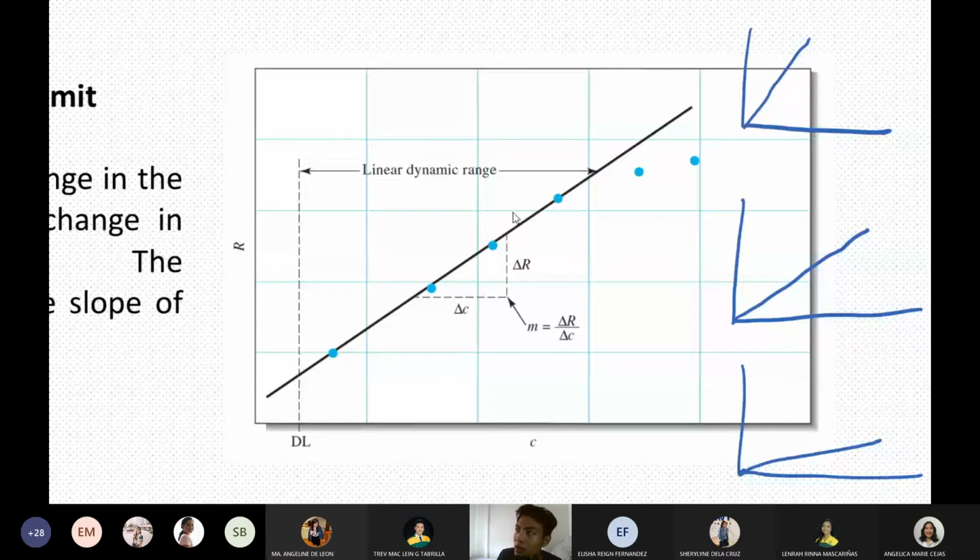Okay? However, if you are analyzing minor and major constituents of your sample, then this can no longer be used. Why? You will go beyond that curve. You might go past it. Say, here is your measurement, it's already beyond. So, your computed values there are no longer accurate. That's why you have to change your calibration curve to this one.